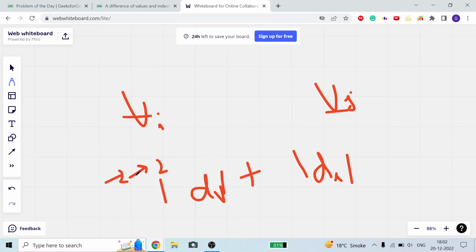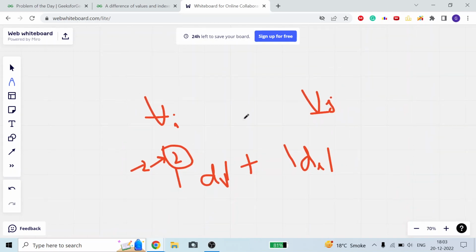Now what does modulo mean? Suppose the difference between vi and vj is minus 2, then it will become 2, meaning the negative value becomes positive and a positive value remains positive. I hope you all understand.